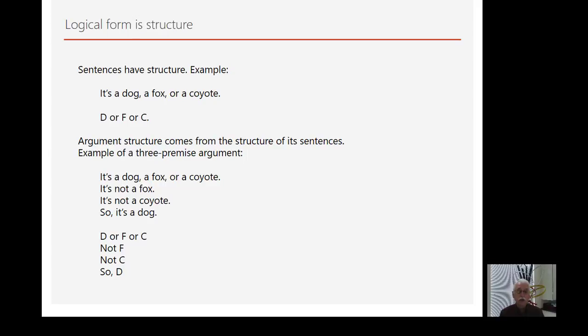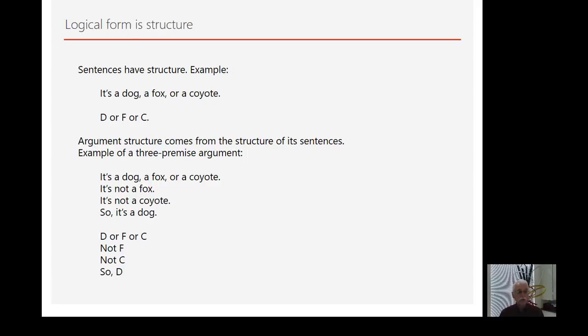Now the structure of arguments comes from the structure of the sentences that compose them. So here's a 4-sentence argument made of 3 premises and a conclusion. And we can see that the premises have the structure of D or F or C, not F, not C. So it's got to be D by a process of elimination. That's a valid argument, a good argument. And we can see its structure laid out in front of us very simply like that.